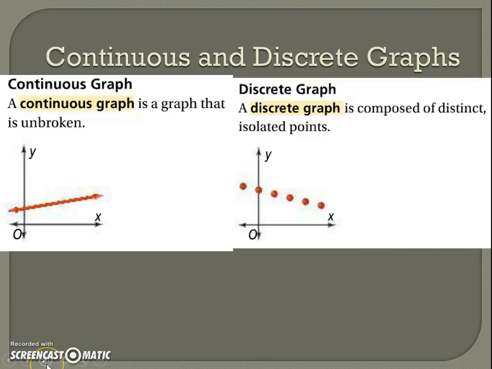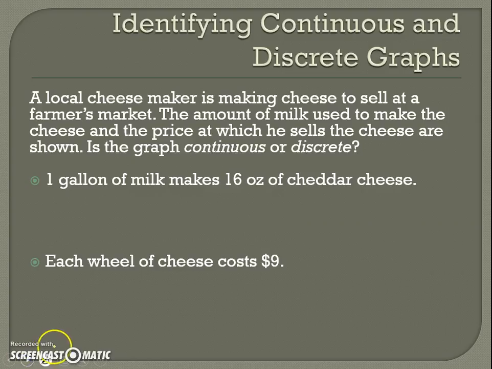All right, we need to talk about this idea of continuous and discrete. This is a continuous graph. Make sure you pause and copy this down. A continuous graph has no breaks in it. It is not broken. A discrete graph is dots. And different situations come up where a continuous graph makes sense, or a discrete graph makes sense. So here are a couple situations to look at.